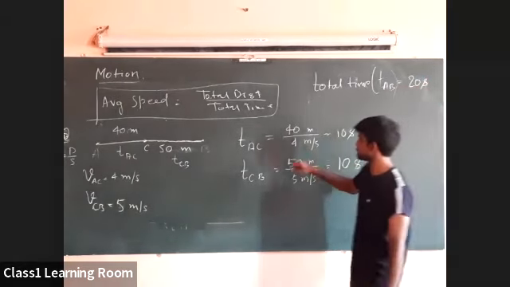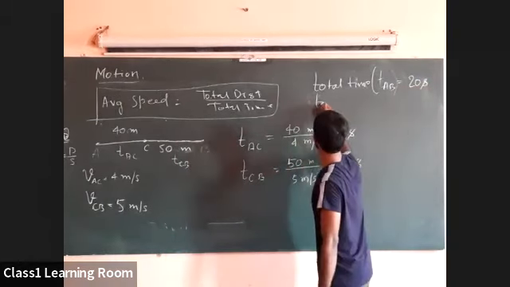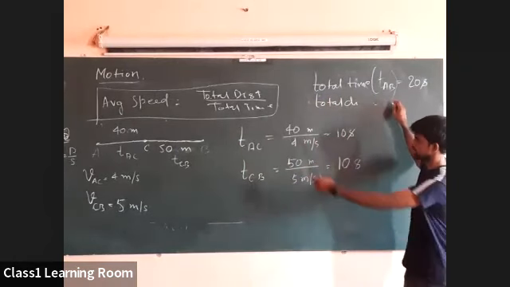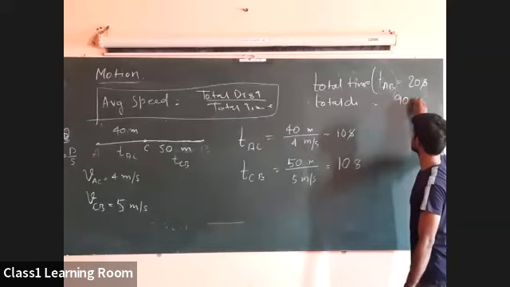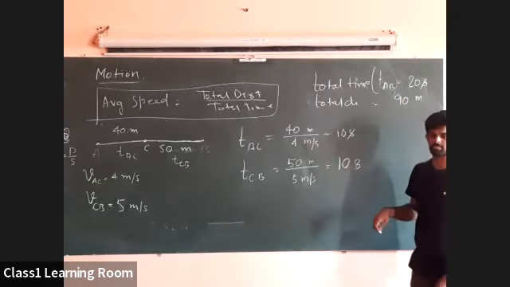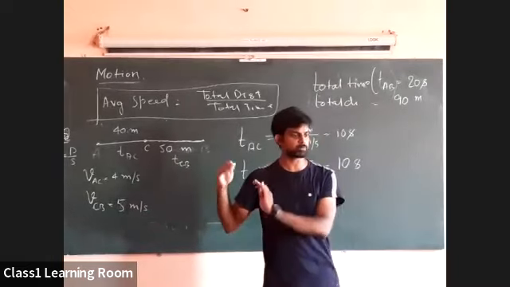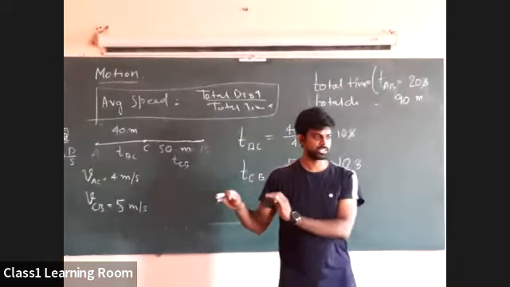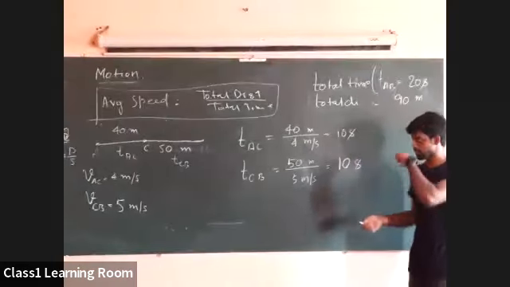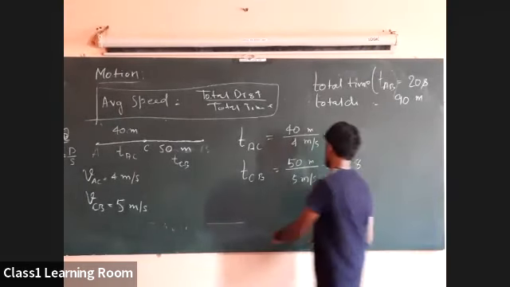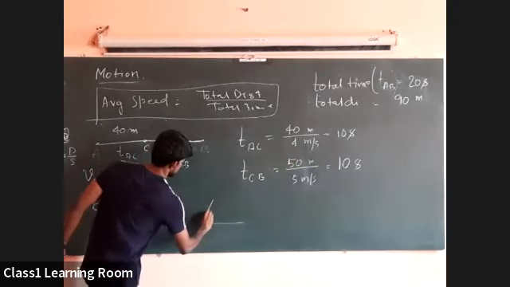Fine. How much is the total distance? 90 meter, not meters, meter. In units, it's not plural. You cannot say meters, that is incorrect. It is 90 meter. So what will be the average speed?